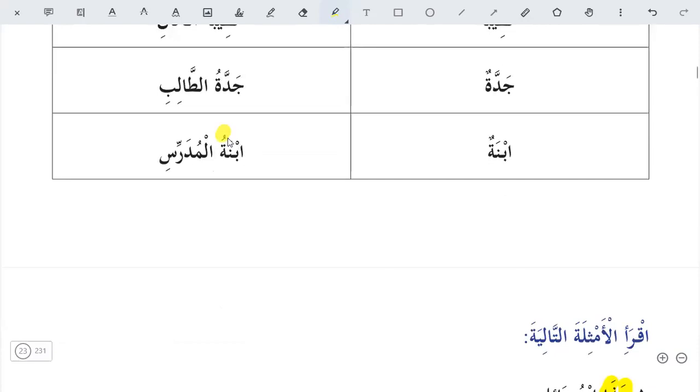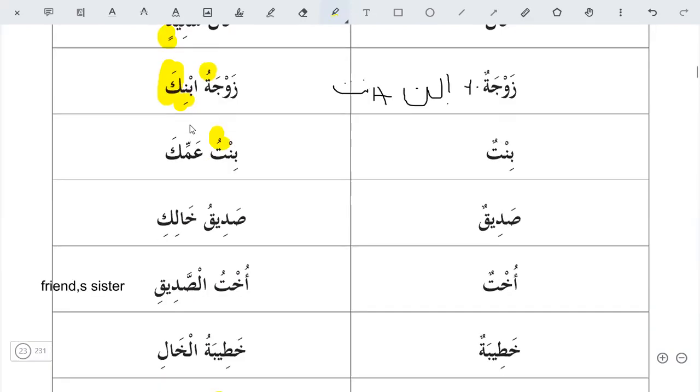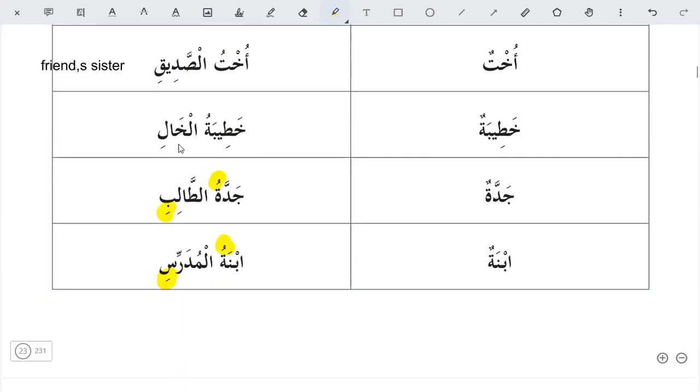So here they are mudaf, and these are the mudaf ilay. At-Talibi, Al-Khali, Al-Mudarrisi, they are the mudaf ilay.